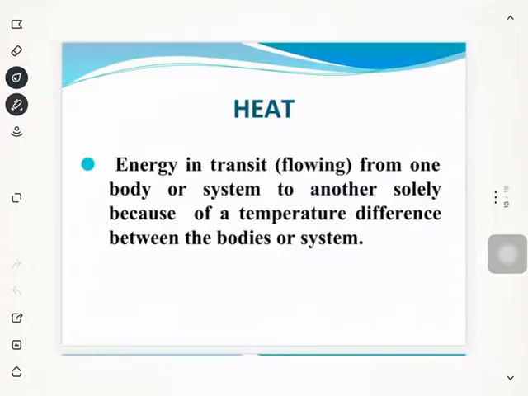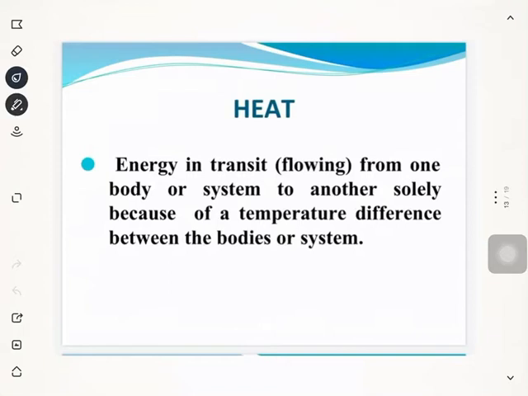Now we will continue our discussion of heat and work. We define heat as energy in transit, flowing from one body or system to another solely because of a temperature difference between the bodies or systems. So this is energy in transit.